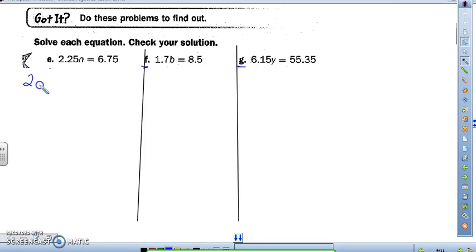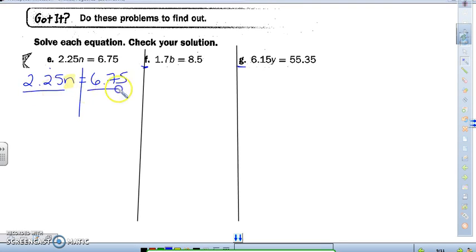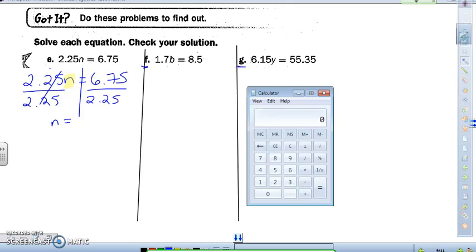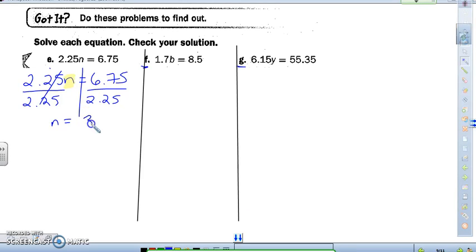We rewrite 2.25n equals 6.75. Draw my line, highlight my variable. The 2.25 and the n are touching, so to get rid of the multiplication, we need to do division. To do division, remember we draw our line, and I got to kick out the 2.25 from both sides. Those cross off, I'm left with n equals. So now let's pull out our calculator, and we're going to do 6.75 divided by 2.25. That gives me 3 as my answer.